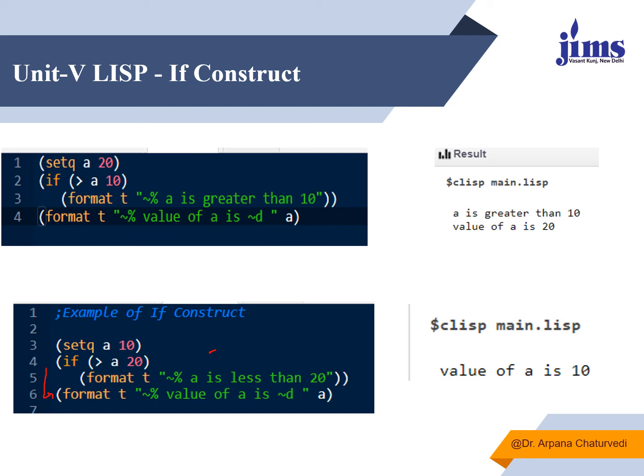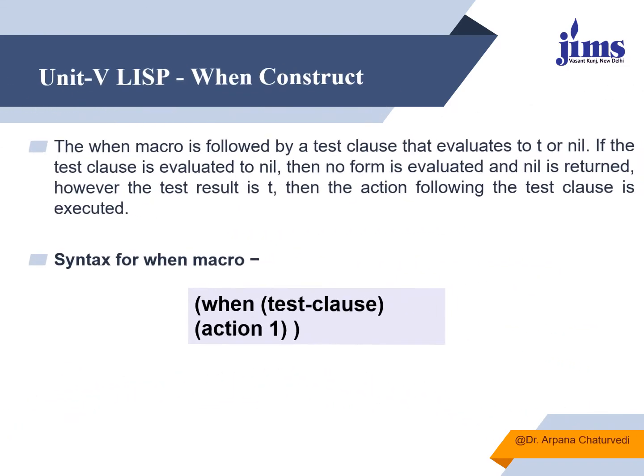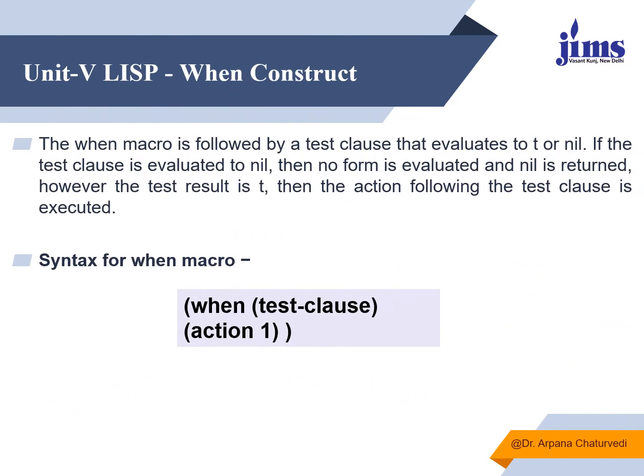Now further on we'll see a few more examples. This is when. The when macro is used with a test clause that evaluates to true or nil. If the test clause evaluates to nil, then no form is evaluated and nil is returned. Otherwise, it will take action. So within when, this is the parent parenthesis. This is a test clause which is in one parenthesis, and the action is in another parenthesis. So we will follow this syntax.